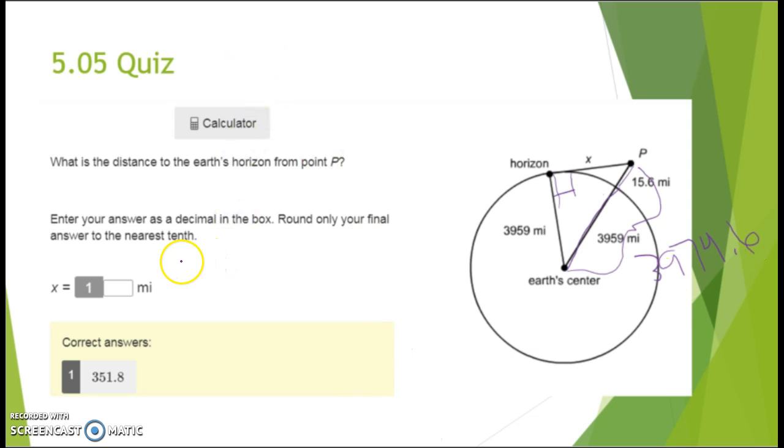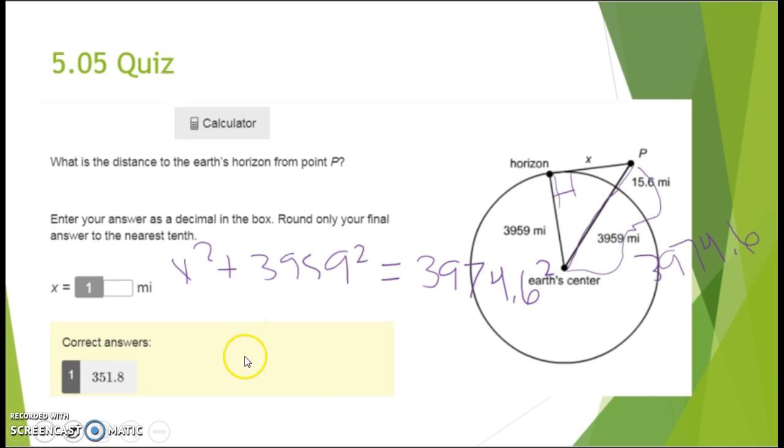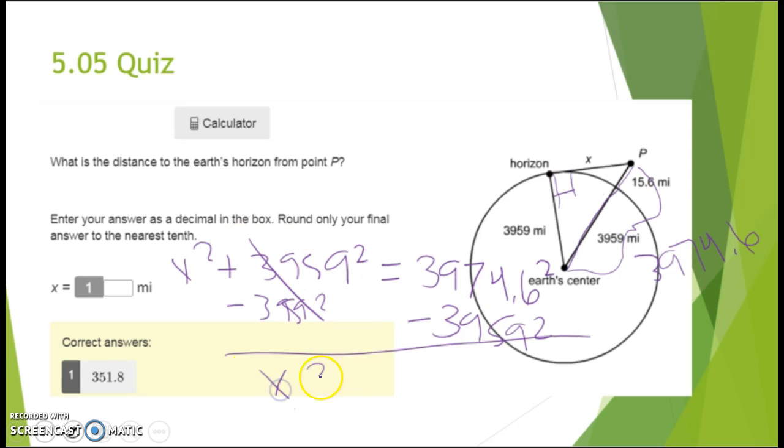And so we're just going to use the Pythagorean theorem. x squared plus 3,959 squared equals 3,974.6 squared. So we're going to square both. Well, we're going to square the right-hand side. And then we're going to take that and we're going to subtract 3,959 squared from both sides.